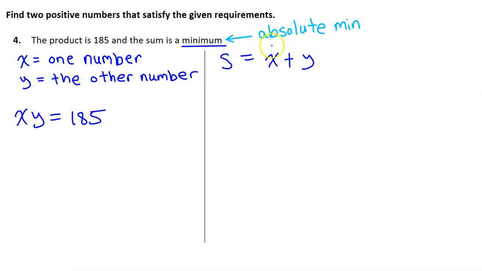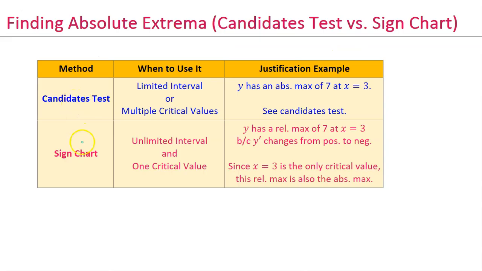minimum. Now, we've learned how to find absolute extrema in previous videos. So when we talk about optimization, just know that it will always boil down to finding either the absolute max or the absolute min of something. There are two tools that we use to find absolute extrema. Most often we use a candidates test, but occasionally we will need to use a sign chart, which is an indirect way of using the first derivative test.